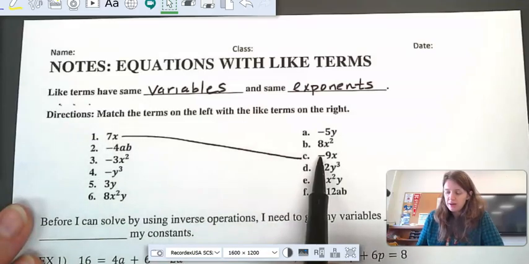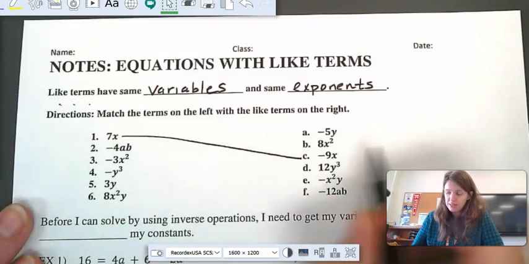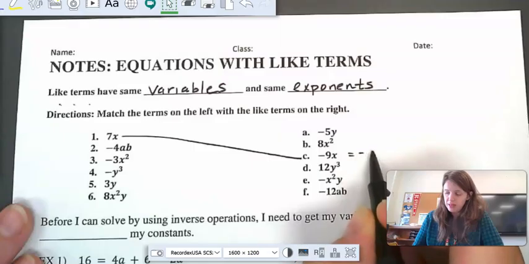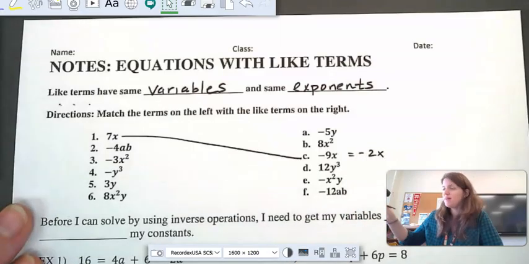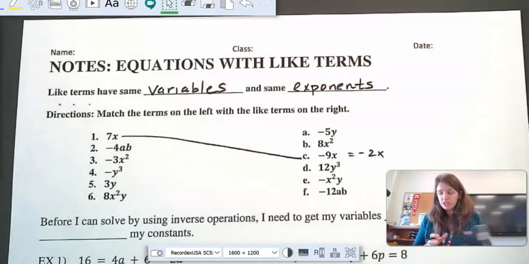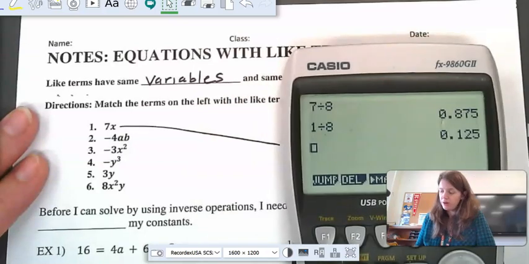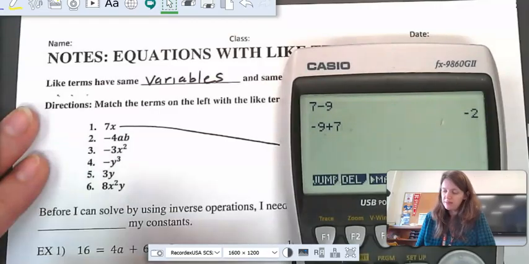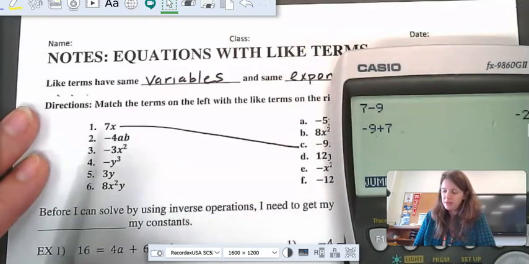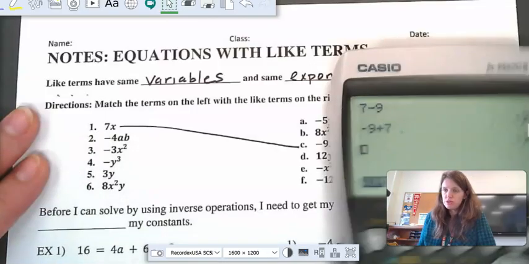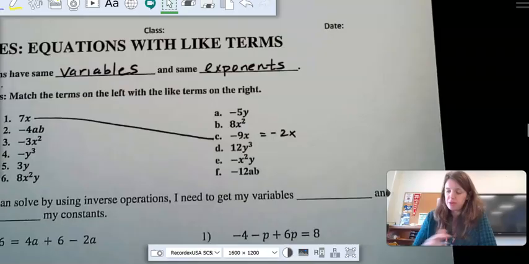So 7x and negative 9x, if I combined them, I would get a negative 2x, because 7 minus 9 should give me a negative 2. Combining just means putting the two numbers together. If you had a calculator out, you could do 7 minus 9, or you could do negative 9 plus 7, because I have a negative 9 and a positive 7. Those two things together would give you a negative 2, and you would keep the x.